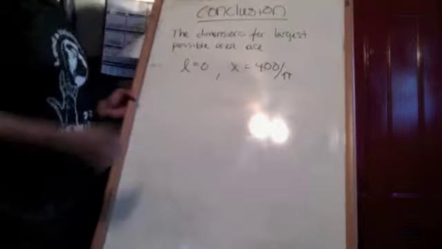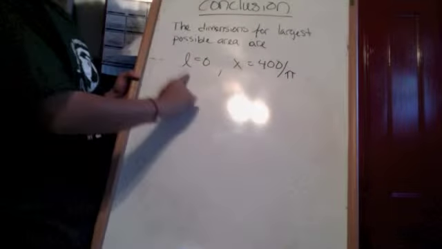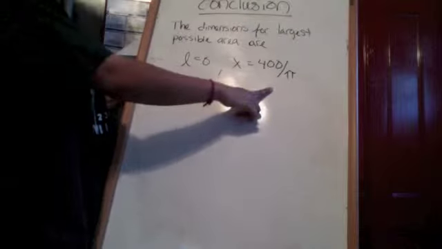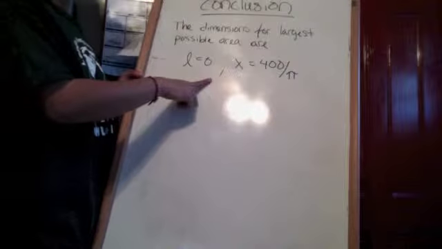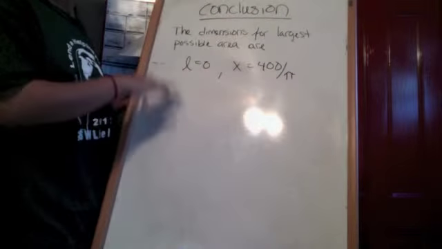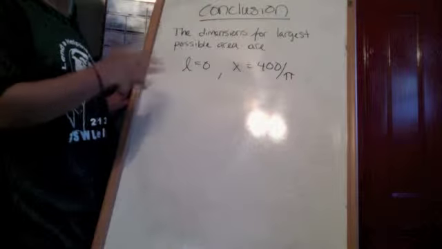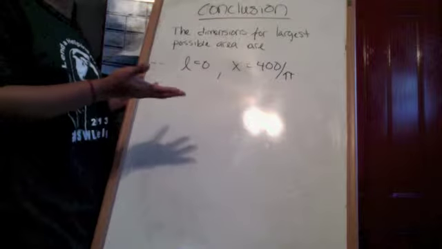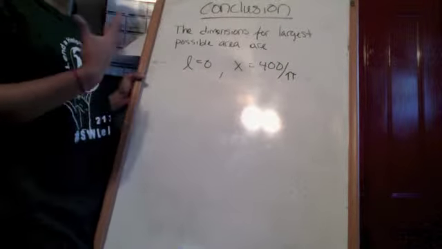Now our conclusion is that the largest possible area for the ice skating rink is with the length being 0 and the radius x being 400 over pi. This is because the largest possible area for the ice skating rink will always have L equal to 0. There cannot be any straights when dealing with this type of structure, because the largest possible area for any given perimeter is a circle, and since there are two semicircles, this makes sense. There cannot be any straights, essentially.